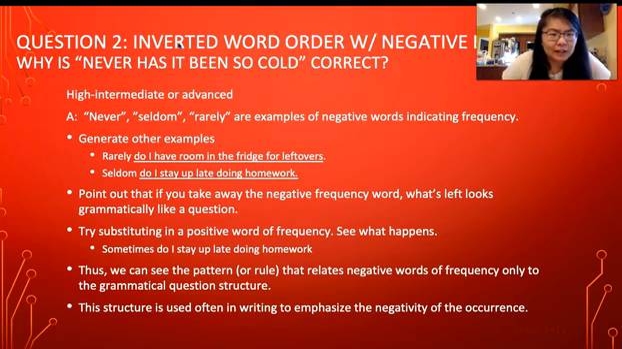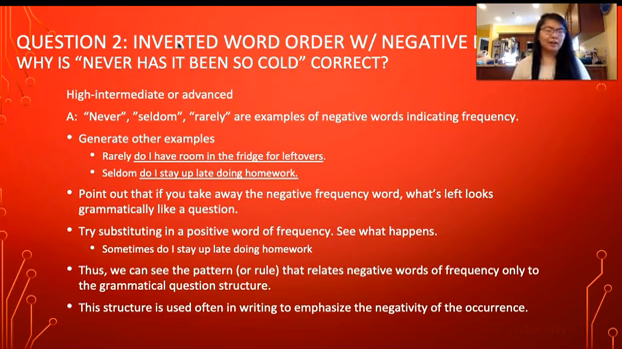That's fine. Never, seldom, and rarely are examples of negative words indicating frequency. So these are negative adverbs of frequency. By negative, we mean never, not, versus the positive ones, which are always or often. And even neutral ones, like sometimes, occasionally, don't really work with this expression. One thing you can do is generate other examples, like "Rarely do I have room for leftovers in the fridge." "Seldom do I stay up late doing homework."